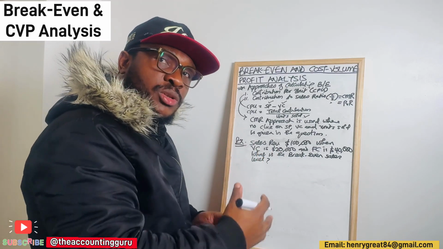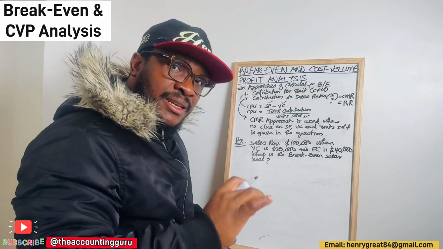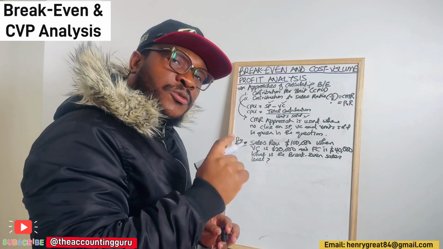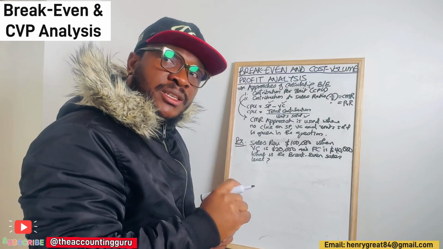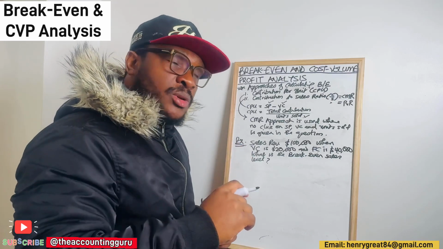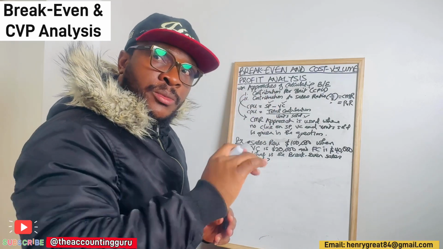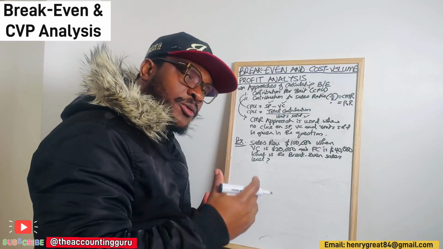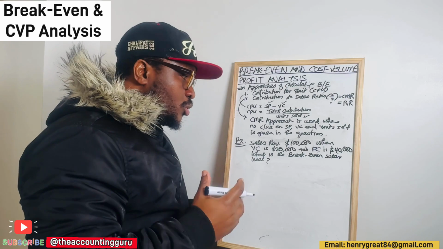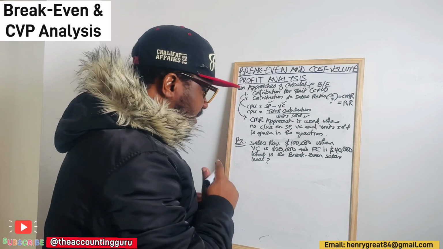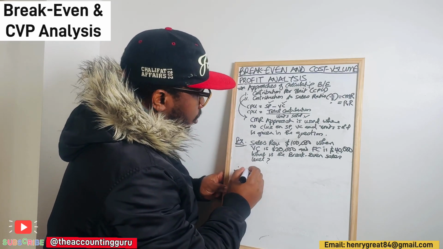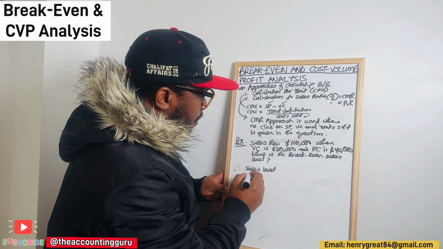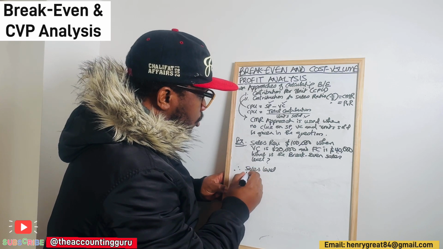In approaching this question, you need to understand, again I emphasize, that at break-even, profit is usually zero. Do not forget, profit is usually zero. Every other thing remains the same. Is this clear? So if profit is zero, what do you do? What you would do in this instance is say solution: sales level to break even.